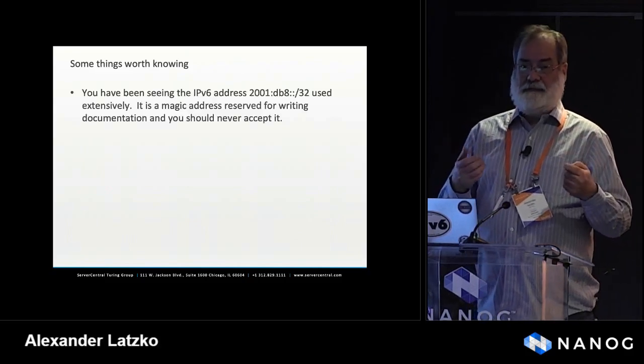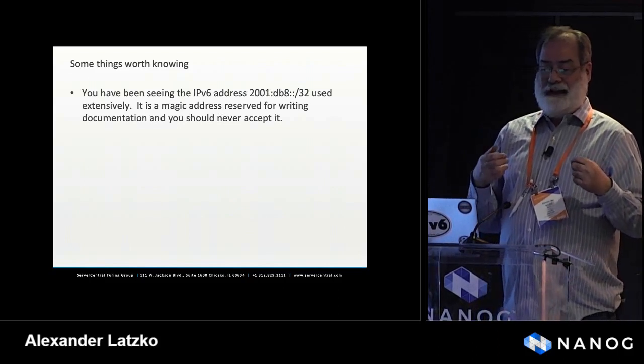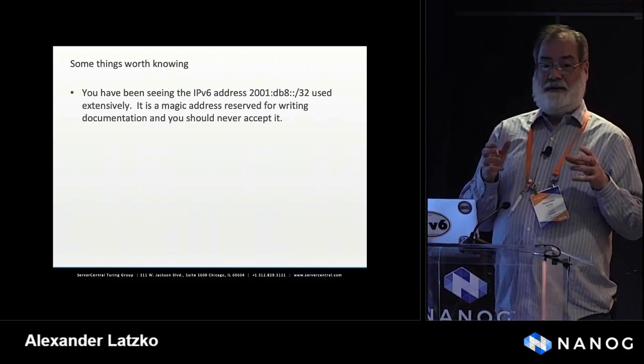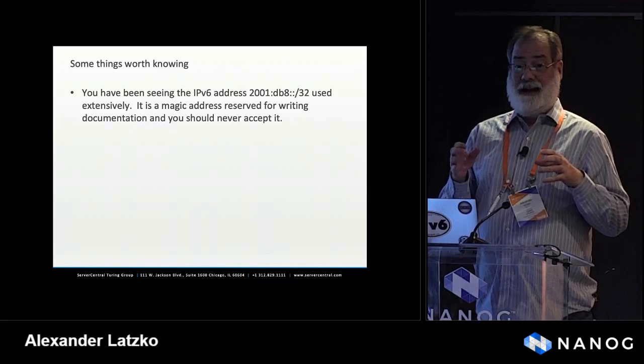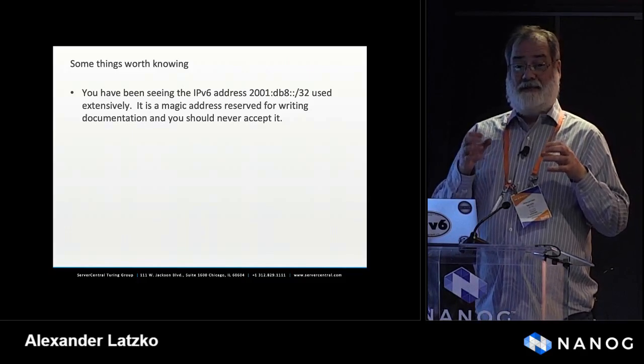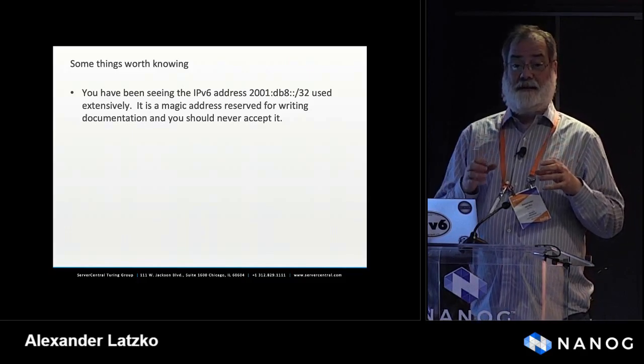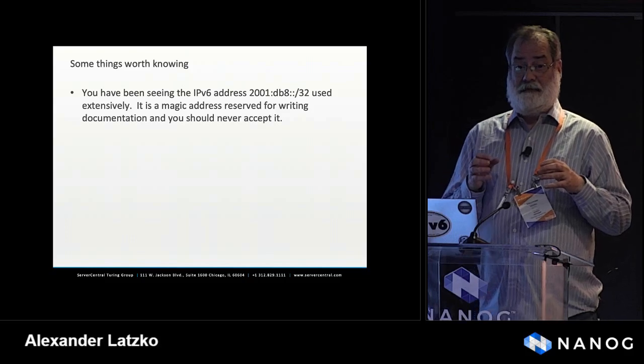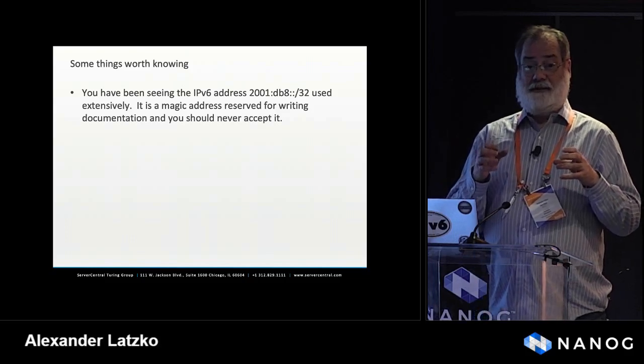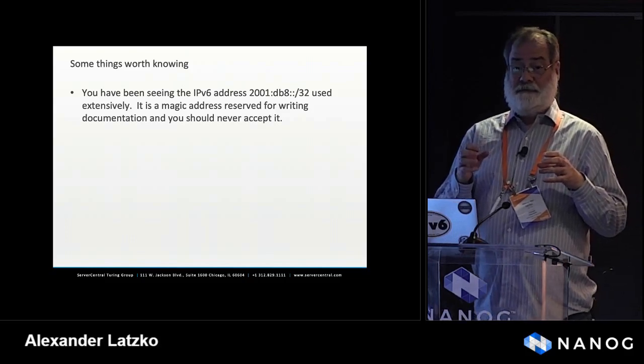A little bit of a breather and a recap. You've seen 2001:db8::/32 used extensively. That is a prefix which is reserved for documentation. Just sort of like 192.0.2.0.